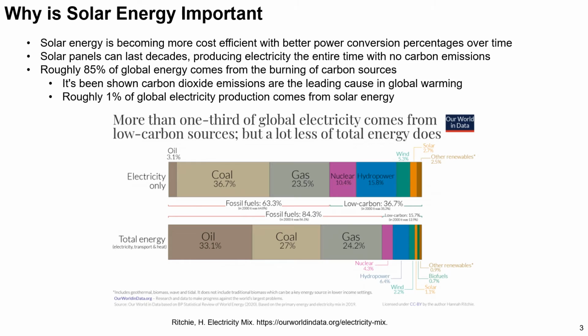So why is solar energy important? Solar energy is becoming more cost efficient with better power conversion percentages over time. Solar panels also can last decades, producing electricity the entire time, with no carbon emissions. Roughly 80% of global energy comes from the burning of carbon sources, and it's been shown carbon dioxide emissions are the leading cause in global warming. Today, only roughly 1% of global electricity production comes from solar energy.